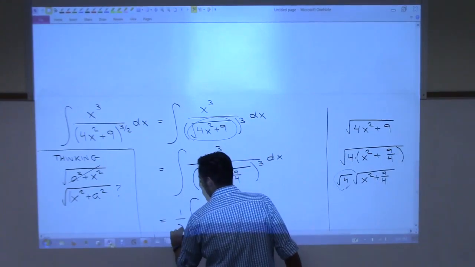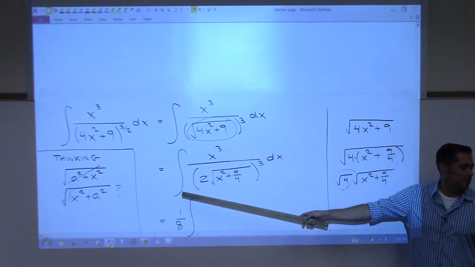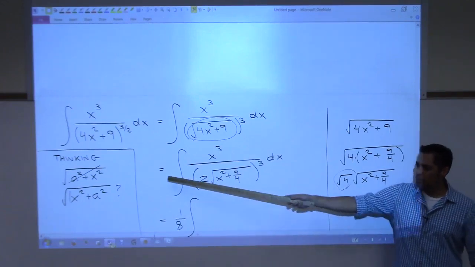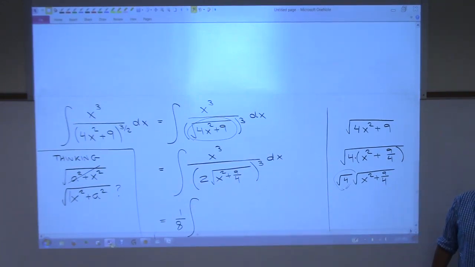And it's going to come out as a 1/8. The important thing is that you don't pull this as a 1/2 out, right? If you pull that 2 out as a 1/2, it's wrong, because it has to get cubed before it's removed from that parenthesis. Another one of those things that students will make mistakes on. Just be careful with that.